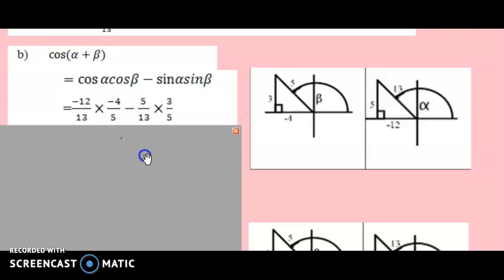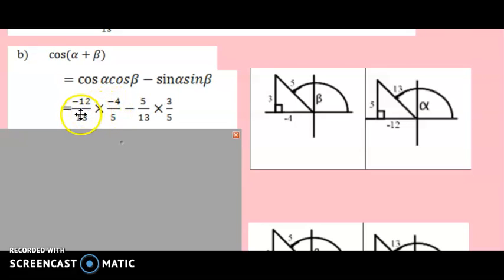And so I go on to sine, and remember here, the negative sign in front is applied to both these. So I go to sine of alpha. Sine is the opposite side over the hypotenuse, so it is 5 over 13. And then I go to sine of beta, which is the opposite side over this hypotenuse, so it's 3 over 5. Now that I've got all the values there, now we'll multiply.